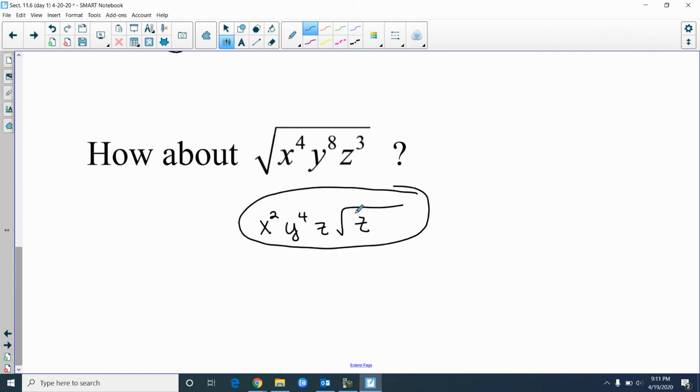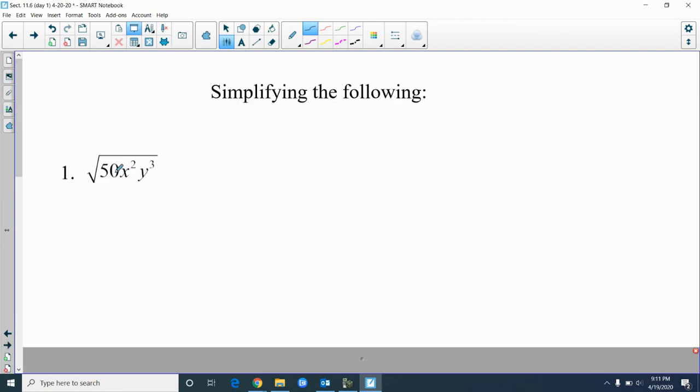Let's take a look at some others here to simplify it with both numbers and variables. So we can have both. We can have square root of 50, x squared, y cubed. For the constant, you still want to do the factor tree. 50 is 25 times 2. 25 is 5 times 5. And then you already have the 2 up there. So that is your prime factorization.